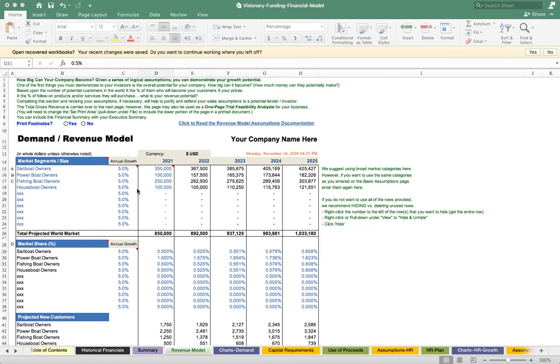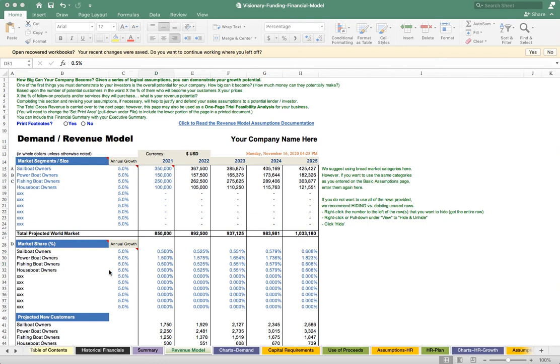One of the obvious places to start with your financial planning and strategic planning for next year is, of course, your customer segments, your market share, and what your likely revenue is going to be. So let's show you what that's going to look like here. This is our revenue, our visionary funding financial model on the revenue model page.